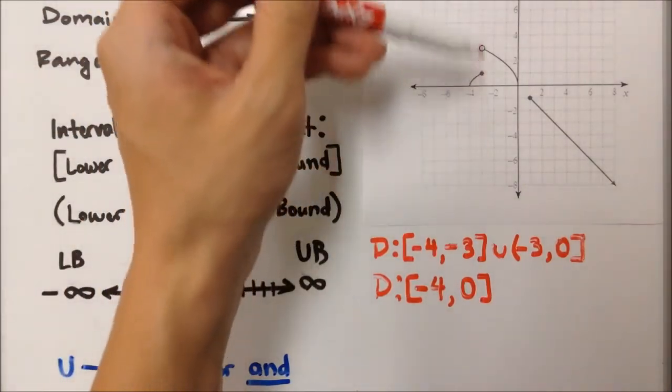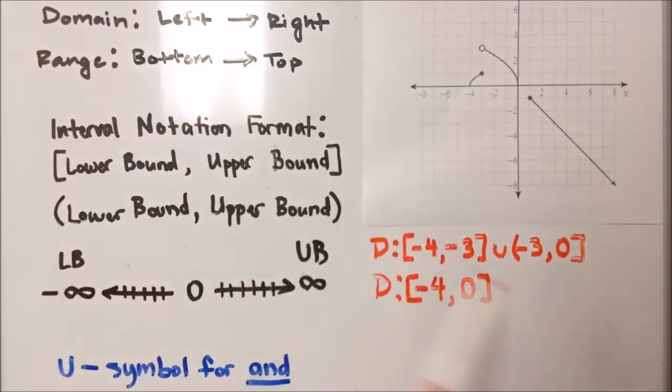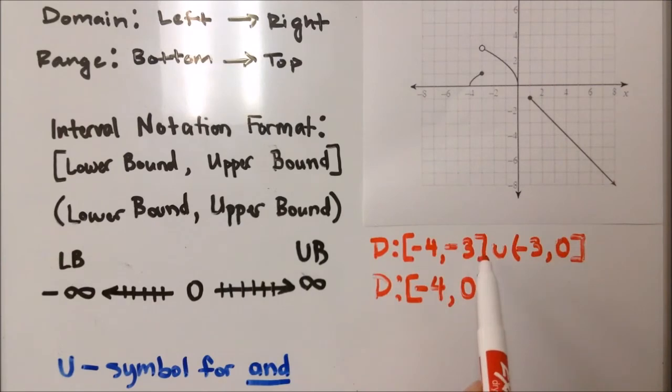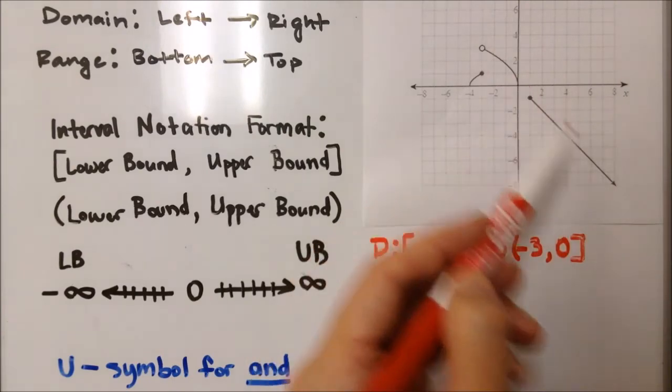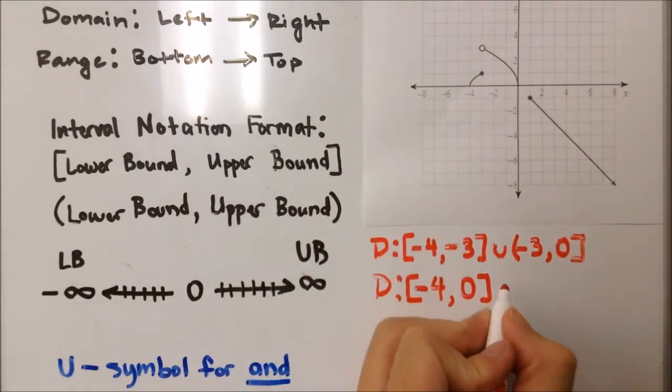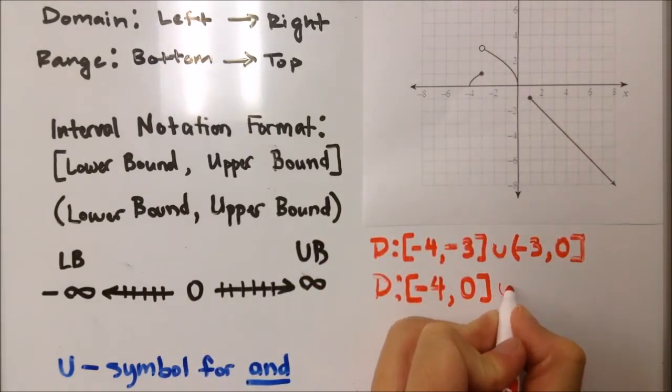Again, we can do this when these two overlap, when both of them have -3 and one of them has a bracket. So we can definitely combine these two domains as one. Now we need to do the domain for the right graph. So I'm going to use the symbol for and.